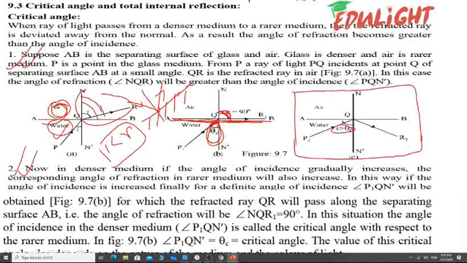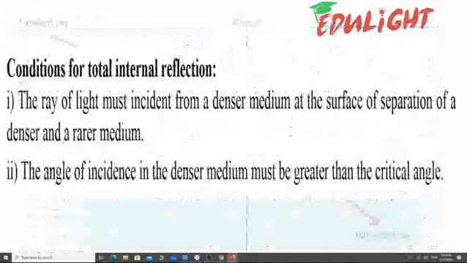That means it will reflect back into the medium on which the light was incident. It will not go into the air medium and will not traverse any distance in the air, and that's why this phenomenon is called total internal reflection. The light is totally reflected internally. It is called internal because it is happening within the same medium on which the light is incident.